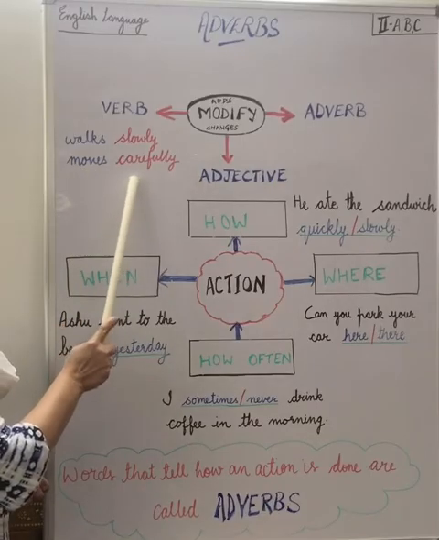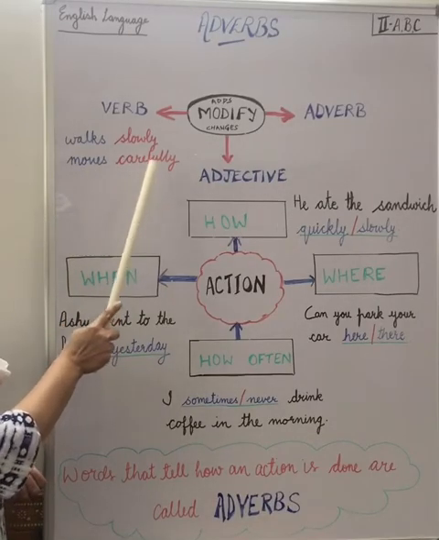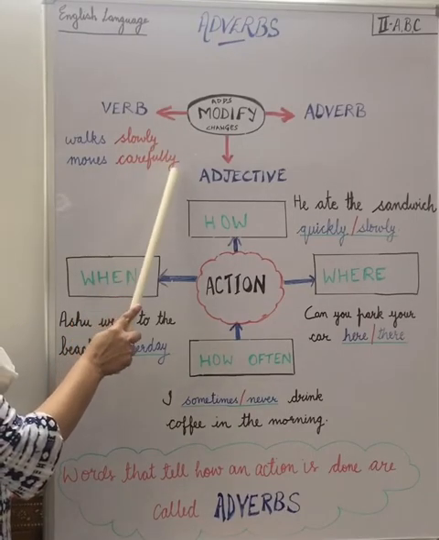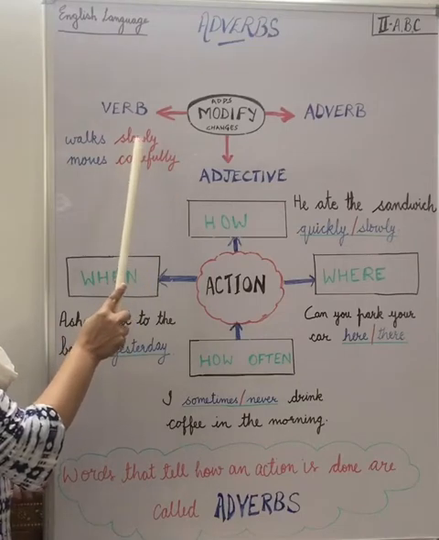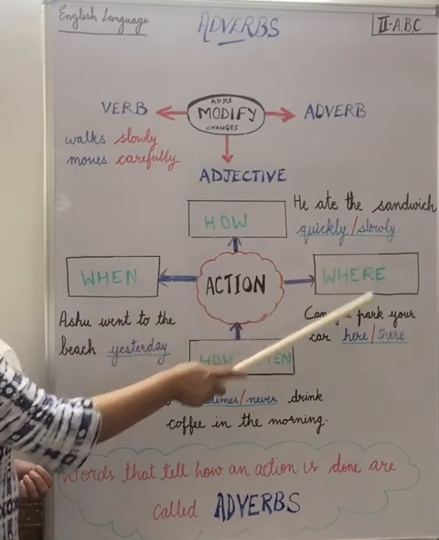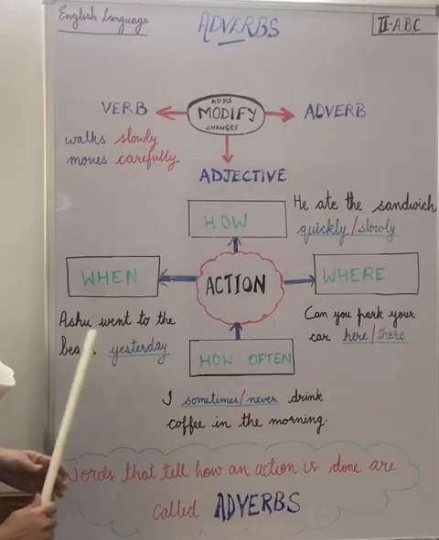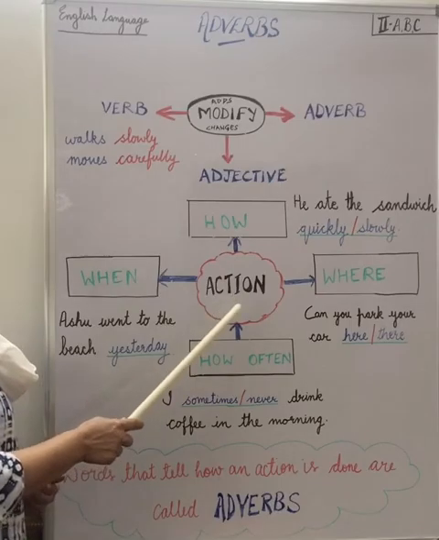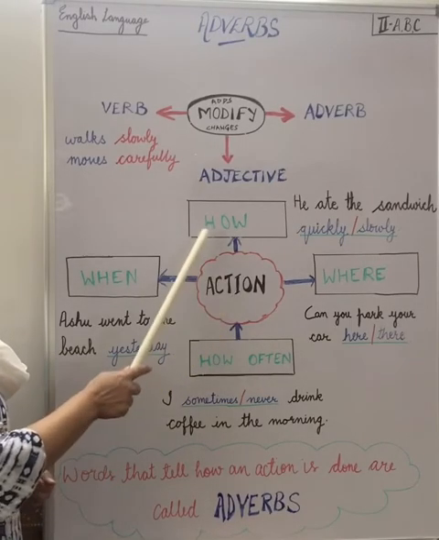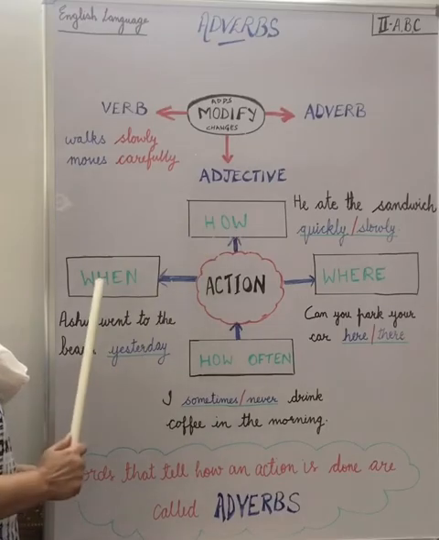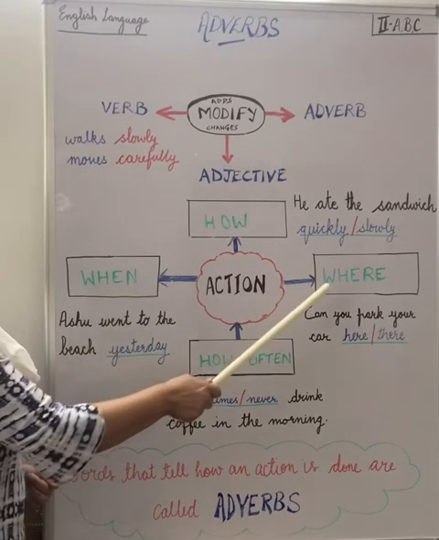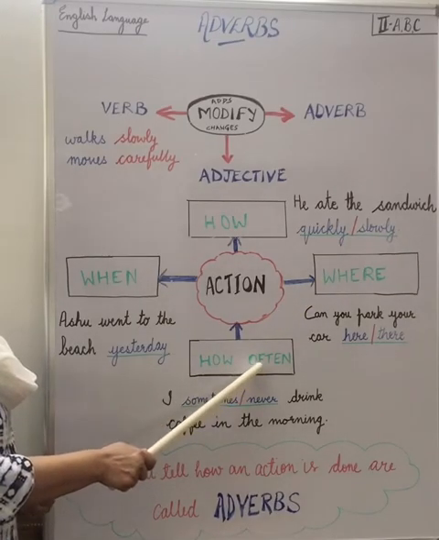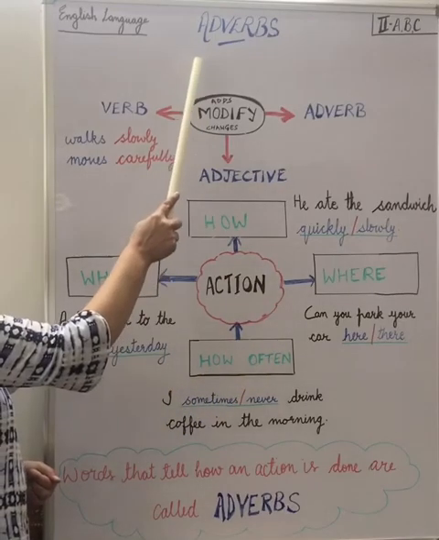Moves carefully. And boys, you will notice that adverbs are words that have ly in the end most of the time, like slowly, carefully, quickly. So, pay attention, boys, that in a sentence, the word that tells us how an action is done, when an action is done, where an action is done, or how often an action is done, that word in the sentence is an adverb.